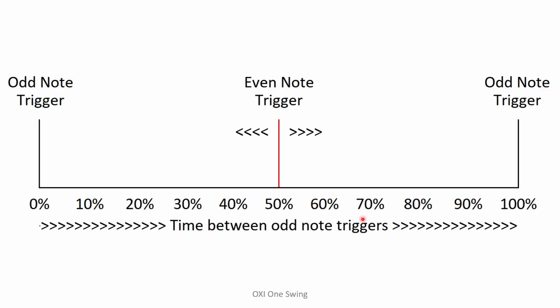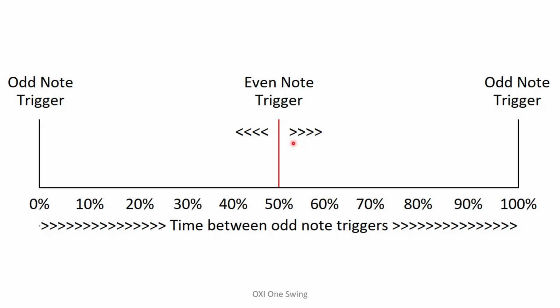This diagram shows 3 consecutive note triggers in an OXI One sequence. The first and third notes are odd numbered, and the second note in the middle, this one with the red line, is even. In a longer sequence, this diagram could describe the timing of notes 1, 2, and 3, 7, 8, and 9, or 41, 42, and 43. Basically, any 3 consecutive notes where the first one is odd numbered.